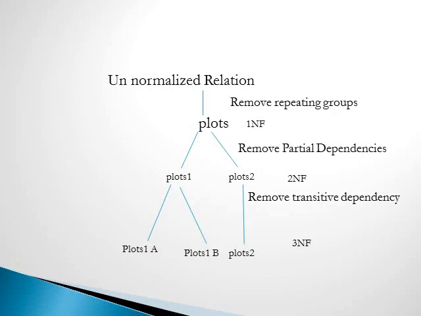If we have an unnormalized relation, then for 1NF we have to remove repeating groups. For 2NF we have to remove partial dependencies because 2NF is based on the concept of full functional dependency. For 3NF we have to remove transitive dependency, right?